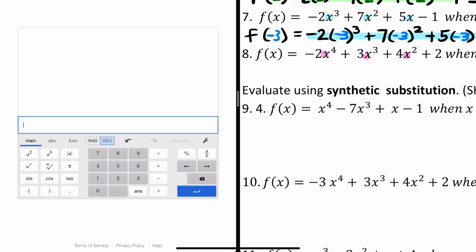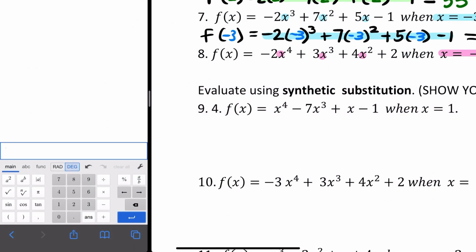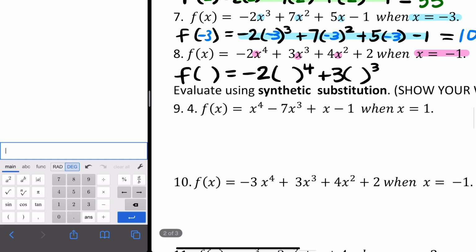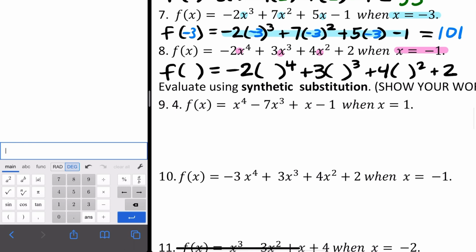So again, rewrite the problem. f of x, we're leaving that blank, is equal to -2x to the 4th plus 3x to the 3rd plus 4x to the 2nd plus 2. Now, since x is -1, I'm going to go ahead and put -1 here. So f of -1 is going to give me, another way that you could say f of -1 is that the function at -1 will equal whatever we're about to get from this calculator.